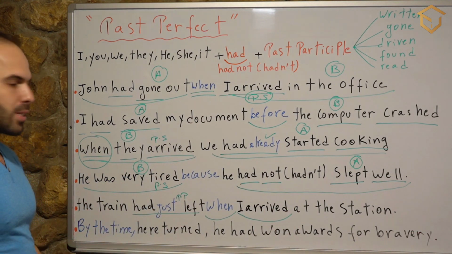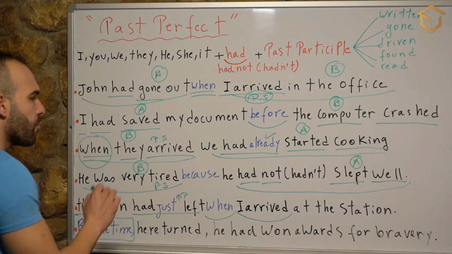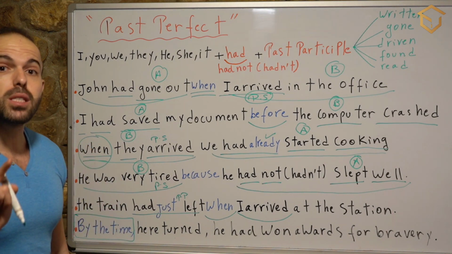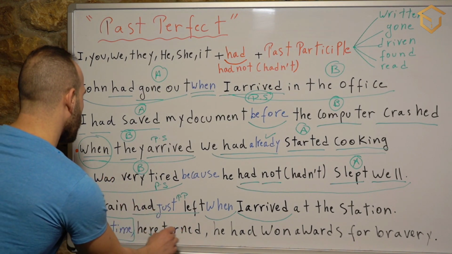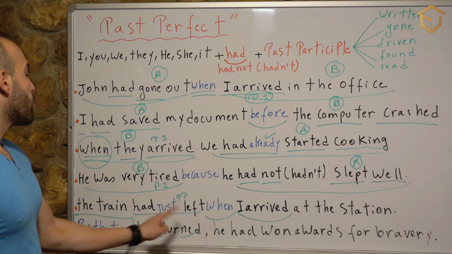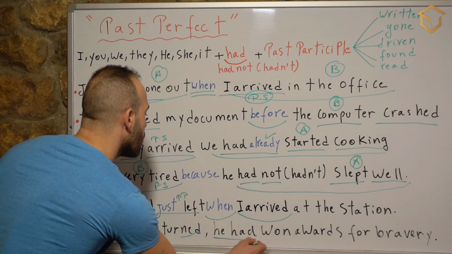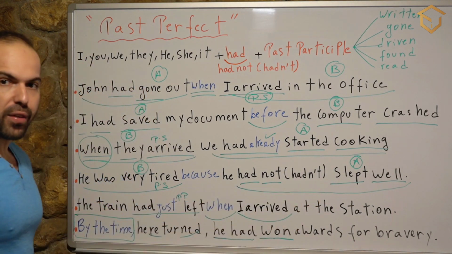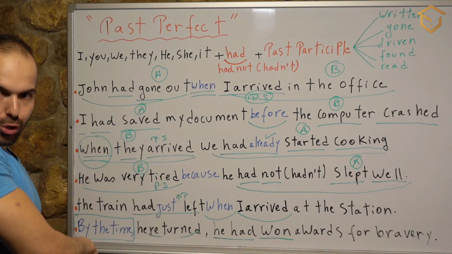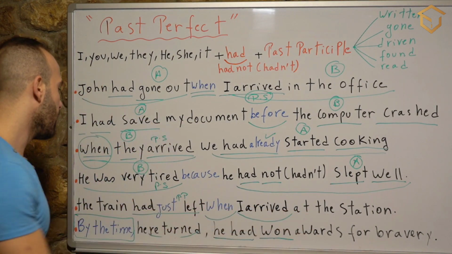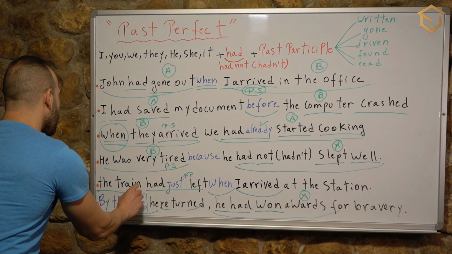Now the last sentence, by the time. We quite often use by the time, which is a very special phrase to be used in past perfect. By the time he returned, that's a verb. By the time he returned, he had won awards for bravery. He had won awards for bravery. So he had already won awards for bravery, and then he returned. So that happened first, as you can see. So that's the first event, and that's the second event.